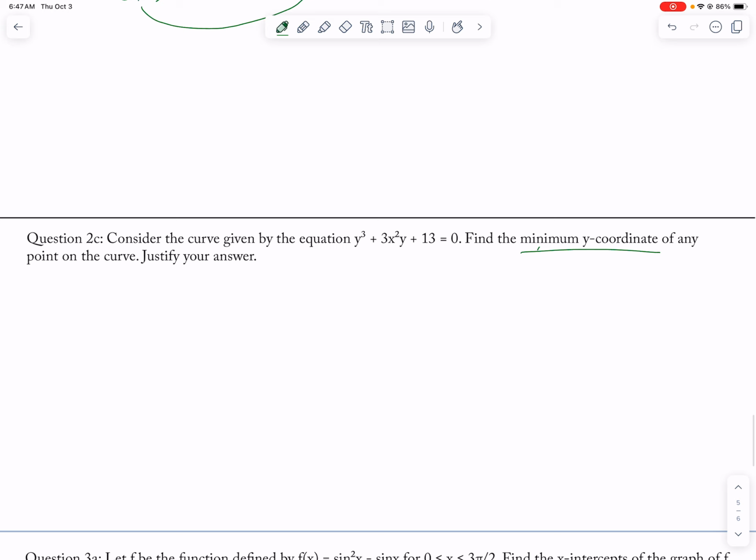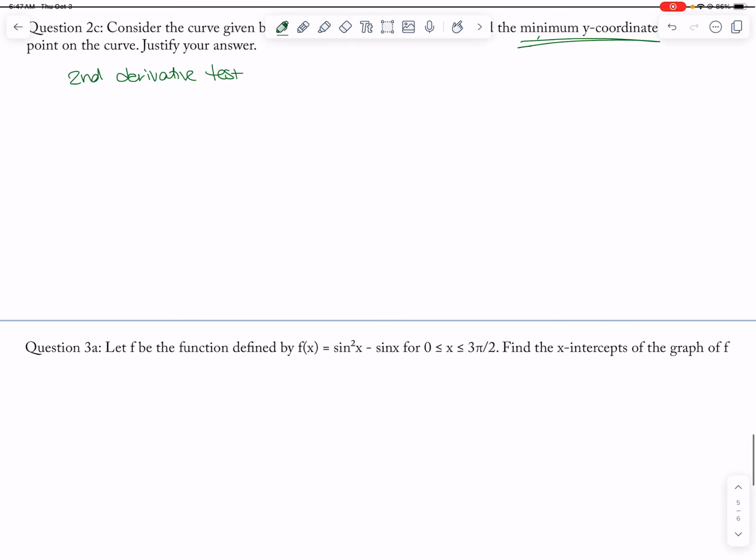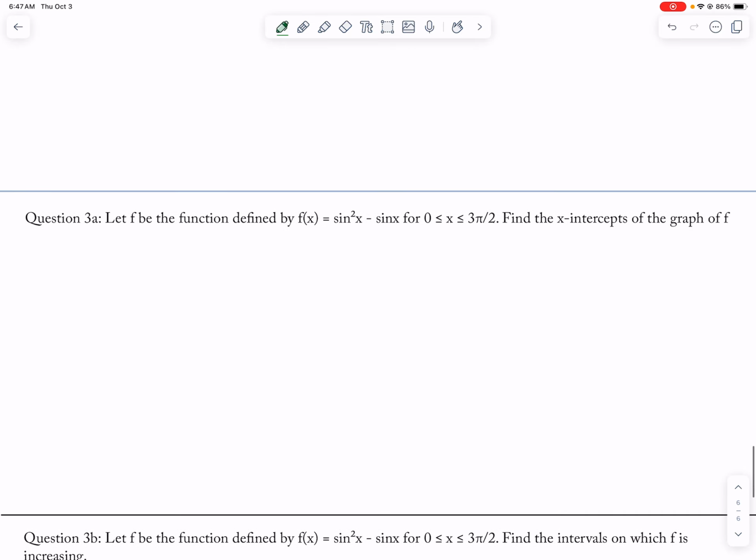Minimum y coordinate of the graph. Because this is implicit, I need to use the second derivative test to find the minimum y coordinate. And now, I think this one is probably the harder one. I want the x-intercepts of the graph, so I want to set this equal to 0.